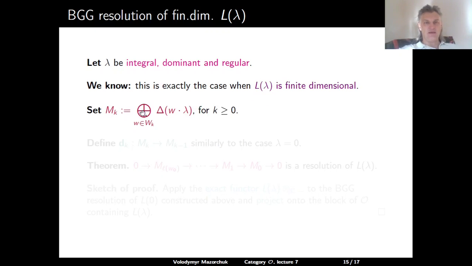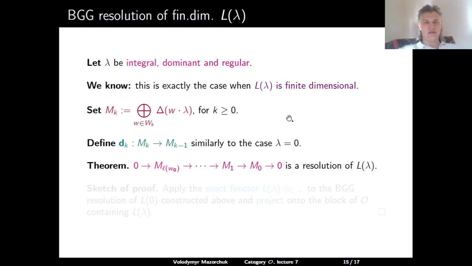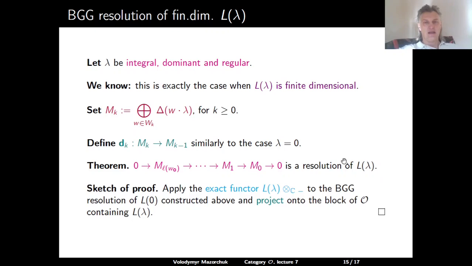Denote by M_k the direct sum of all Verma modules of the form delta(w dot lambda), where w is an element of W_k. So here k is a non-negative integer. So define the linear operators d_k from M_k to M_(k-1), similarly to the case lambda is equal to 0. And then the claim is that the corresponding complex which we obtain is a resolution of the simple finite dimensional module L(lambda). And the sketch of the proof is as follows.